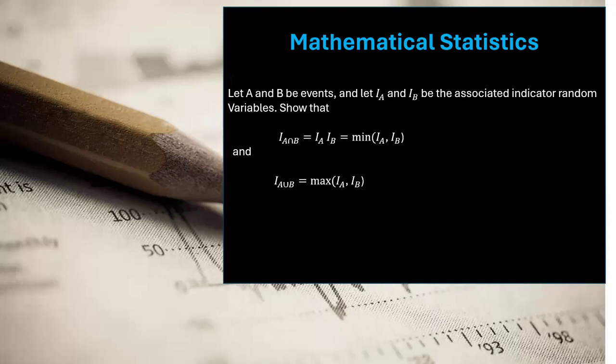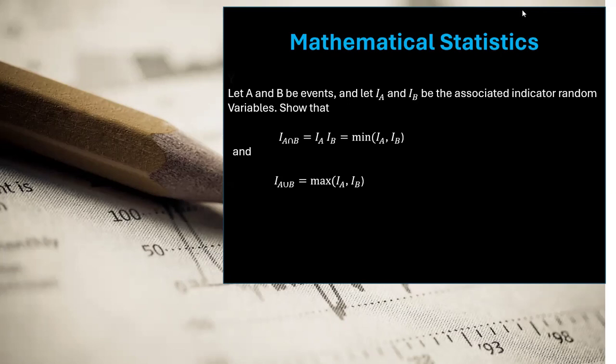So this is the problem we're going to solve today. We have two sets, A and B, or events. We call this the indicator random variable associated with these two events. What we want to prove is that the indicator of A intersect B is equal to the indicator A times the indicator B, or the minimum value of indicator A and indicator B. And the second part, after we solve the intersection, we will solve the unions.